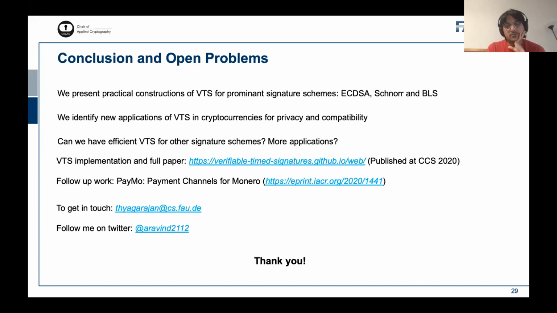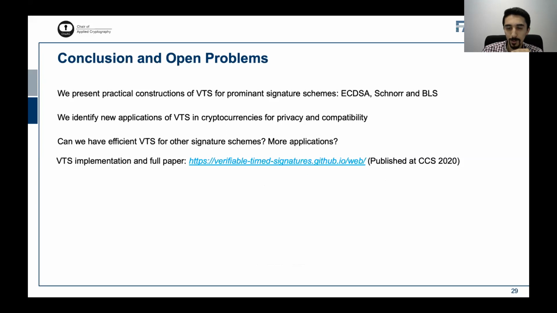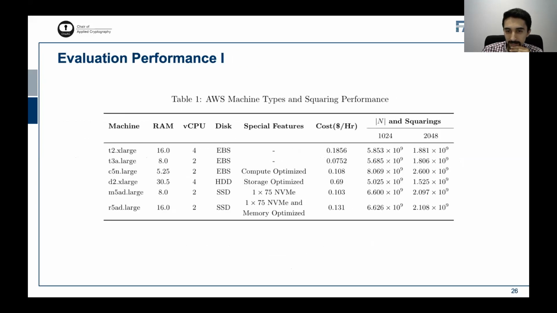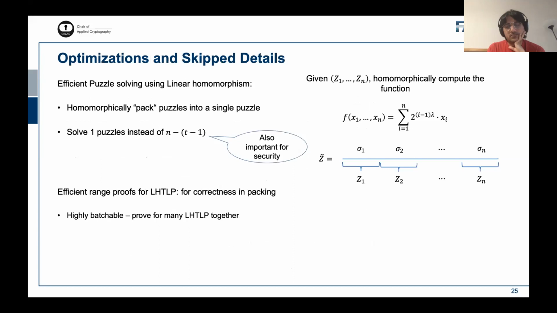Could you go back to the slide where you had Z tilde, where you wanted to do homomorphic operations? Does this mean that your RSA modulus needs to be something like little n times 2 lambda bits approximately? So the modulus has to be n power s, where s is the number of puzzles you want to pack together. But the squaring operations are done modulo n.